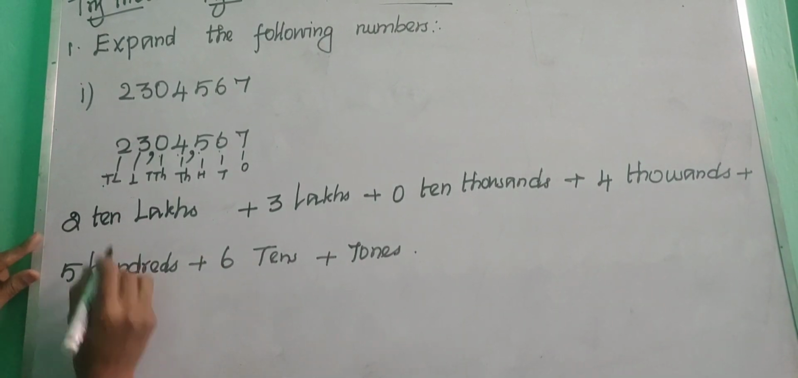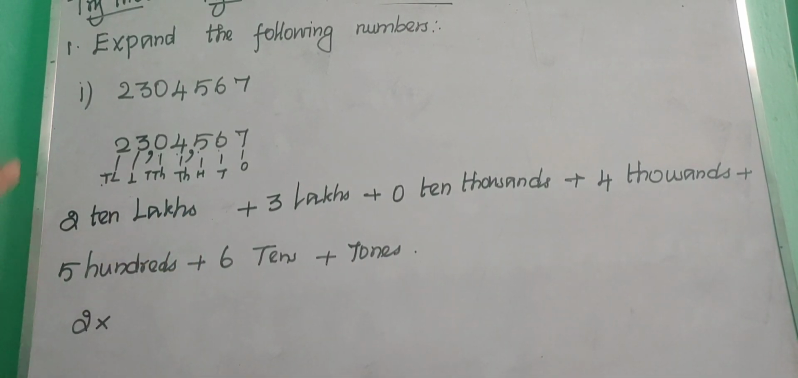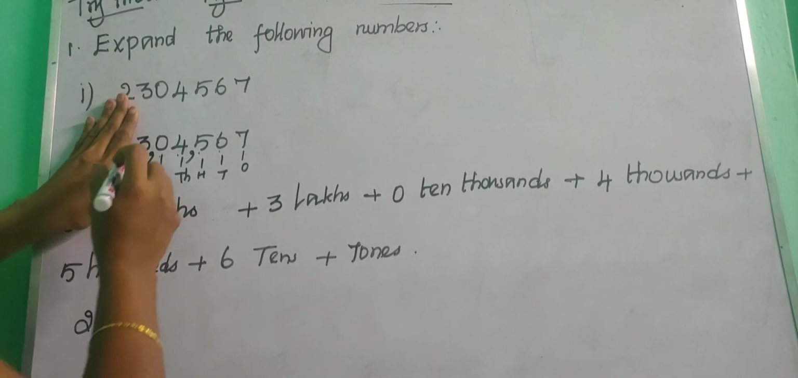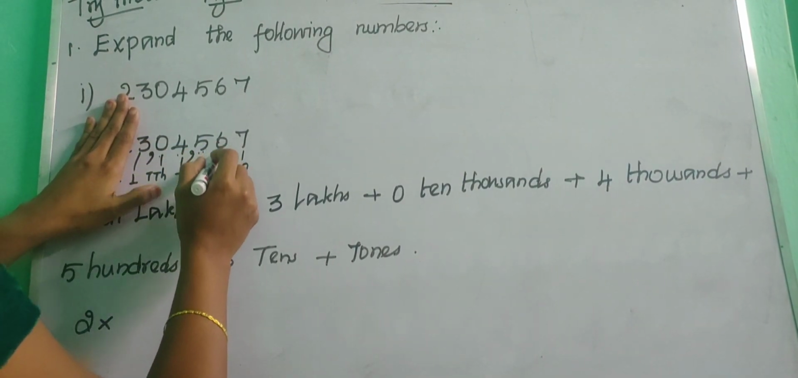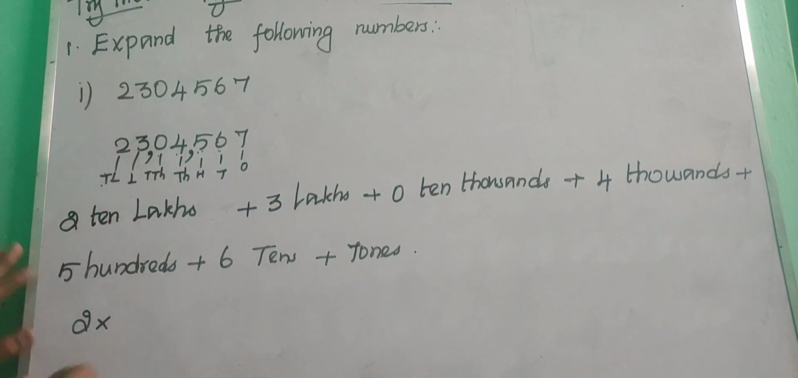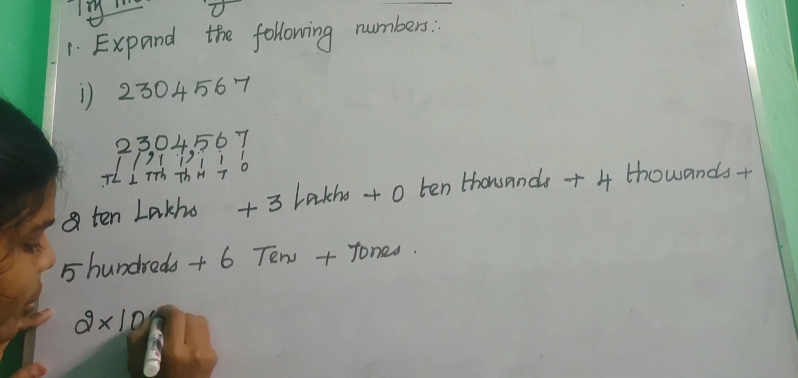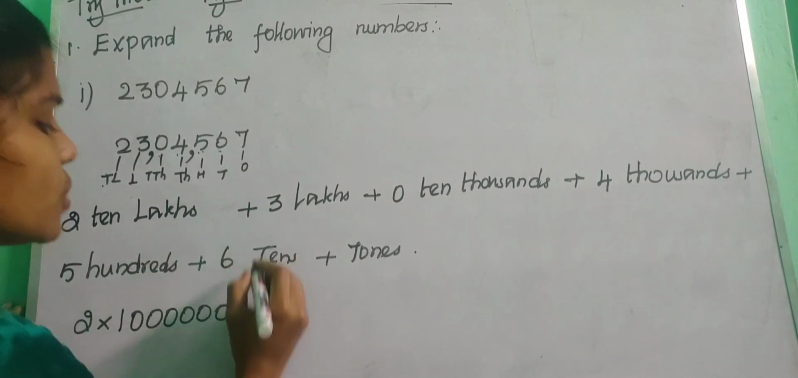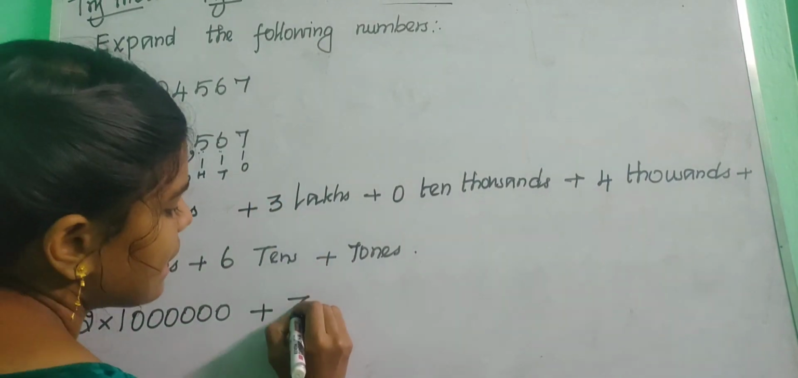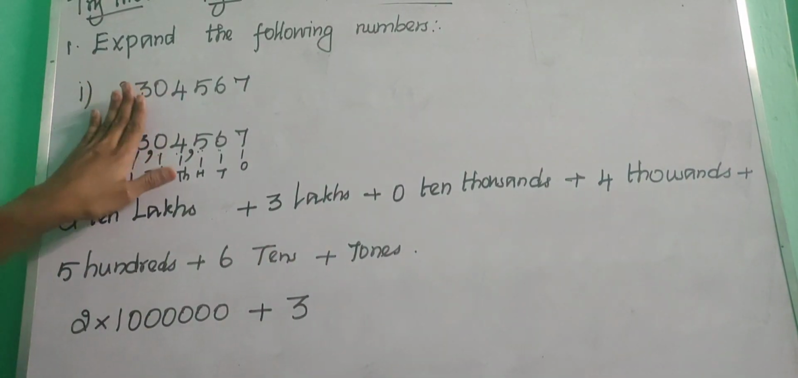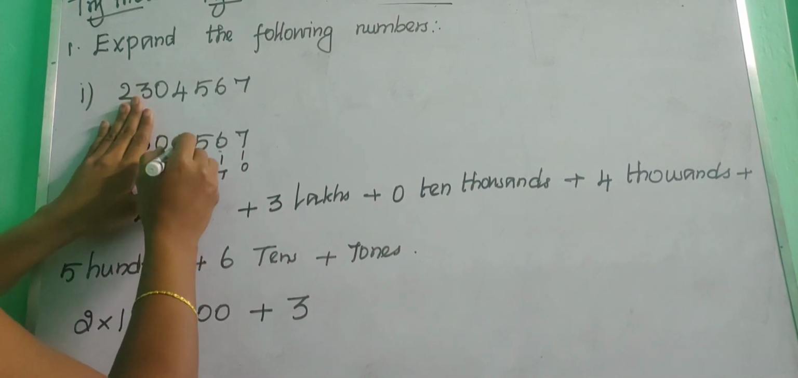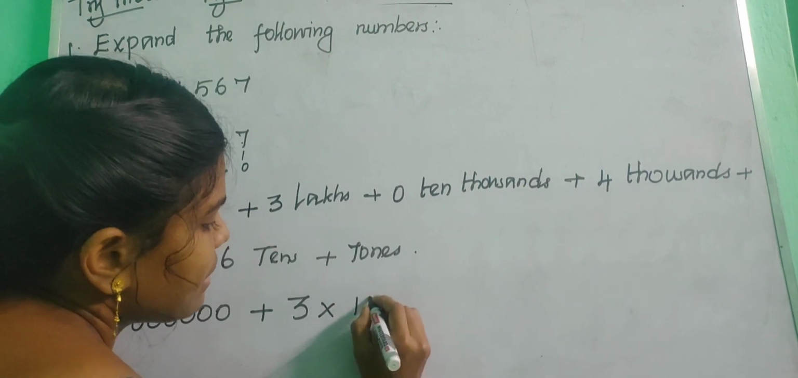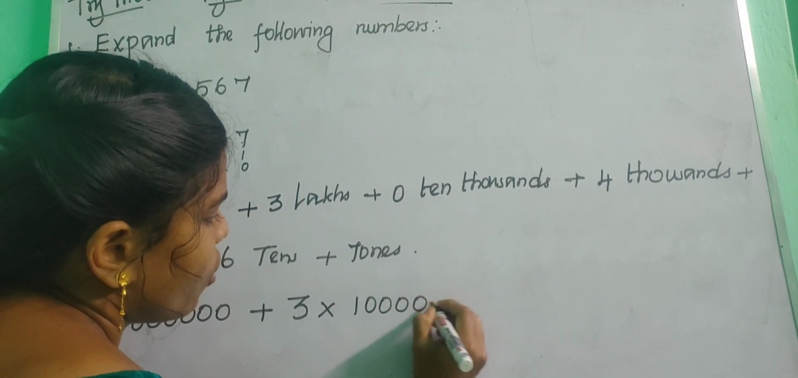So 2 into 10 lakhs means, how will you write the zeros? Just hide this 2 and count: 1, 2, 3, 4, 5, 6. 6 zeros we need to write, and after that put the symbol plus here and then 3 lakhs, right? For this lakhs, just hide this 3 and count the zeros: 1, 2, 3, 4, 5. 5 zeros we need to put. So put the into symbol and 1, 2, 3, 4, 5.